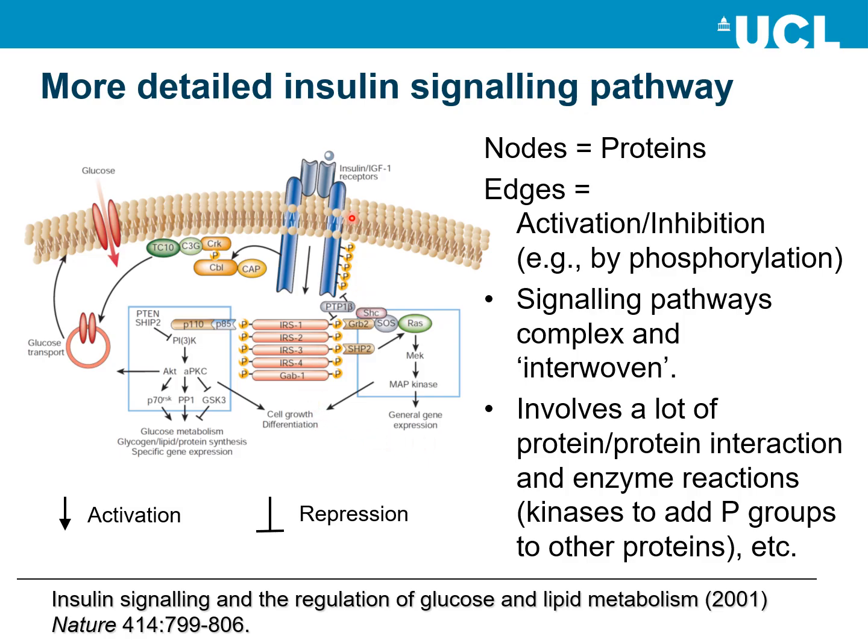But it's not all proteins. This phosphoinositol 3 kinase phosphorylates a small molecule on the membrane surface. So that's your more detailed insulin signaling pathway.